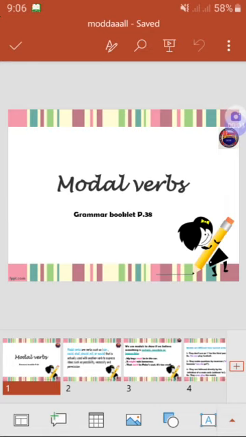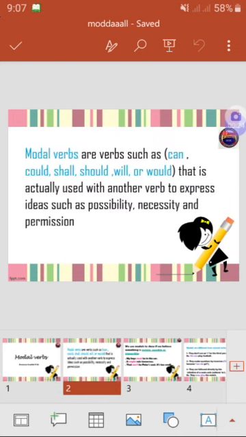Today we are going to have a grammar lesson, and it's about modal verbs. You will find it in your grammar booklet, page 38. The modal verbs are not something new for you. We already use them in our writings and in our conversation, but today we are only going to stress more on them. So let's see, what are modal verbs?